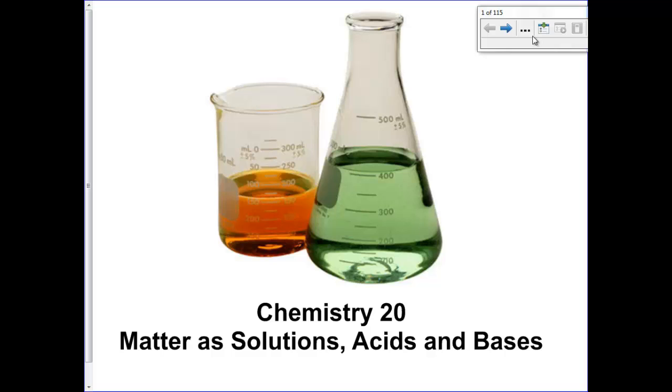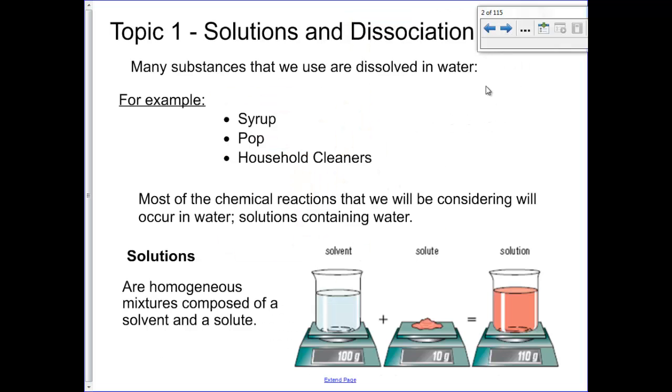So in case you're wondering, I am kind of hopping around a bit, but I promise I do have reasons for it. The biggest reason is so that we can actually do some hands-on stuff. So we're going to start off with a unit on solutions, acids, and bases. So let's just talk a bit about solutions. Do you guys know the word solution? You've heard it before? Yeah.